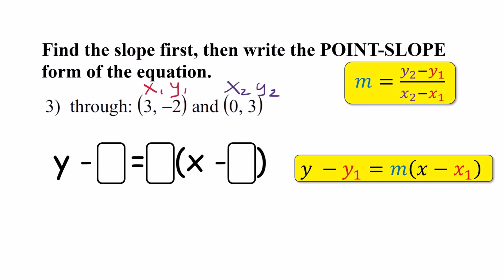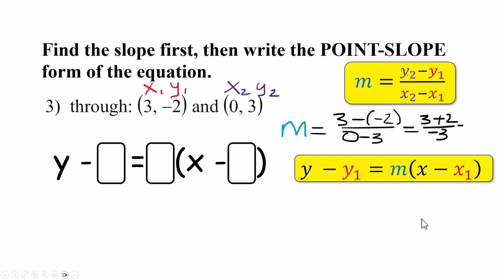This is the formula for slope. x1, y1, x2, y2. Let's put that into this formula. We have 3 minus -2. y2 is 3 minus the -2. Y's on top, x's on the bottom, 0 minus 3. This turns out to be 3 plus 2 over -3. That's going to be 5 over -3. So let's use a point. The first point is 3, -2. Let's use that one. So y minus -2 equals -5/3 times x minus 3.